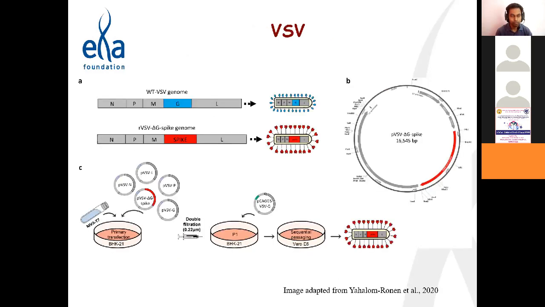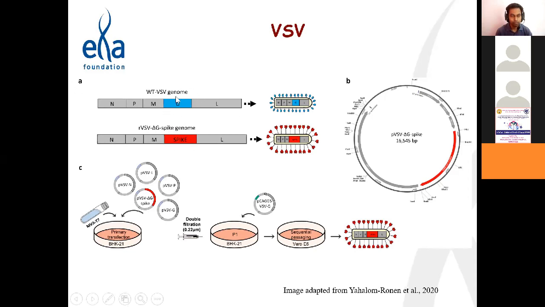So this is another vector, vesicular stomatitis virus. If you remember, during the 2016-17 Ebola outbreak in West Africa, there were a lot of vaccine trials that happened. Out of that, a VSV-based vector emerged as a good vaccine candidate, and that is approved for human immunization.